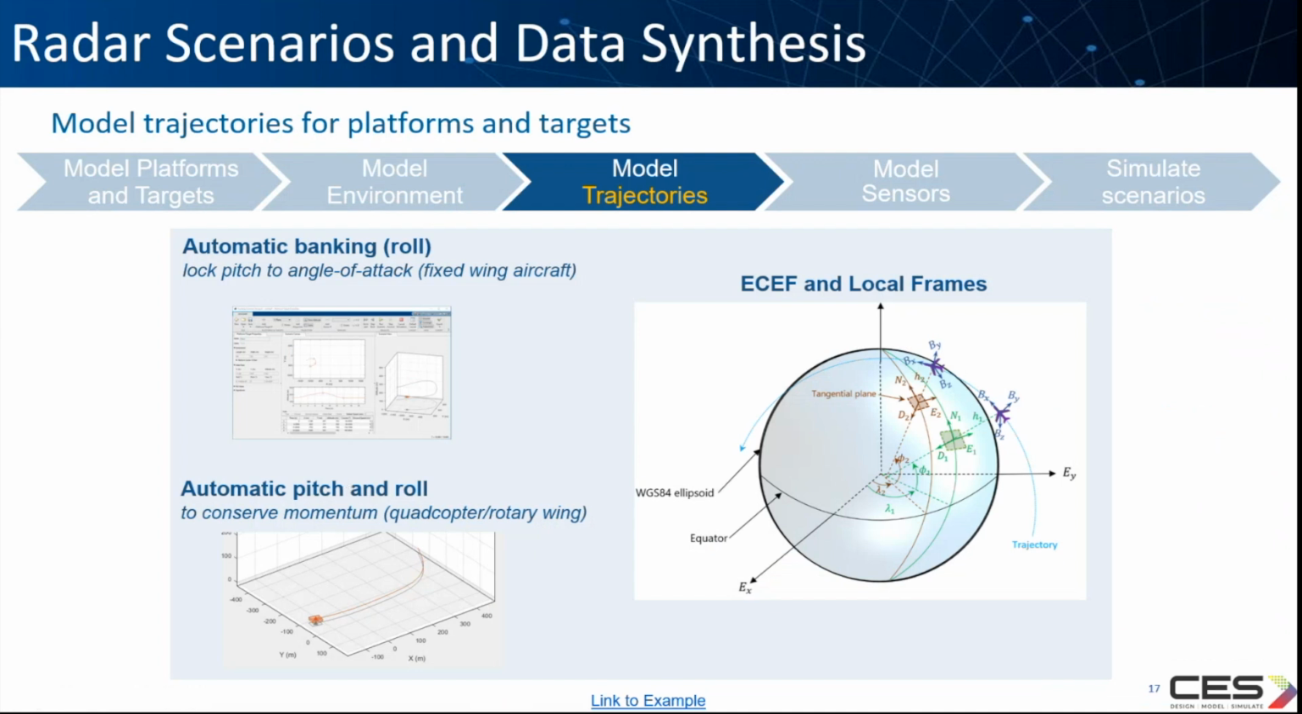For modeling the trajectories, as I mentioned before, you can do that in different ways. You can model the automatic banking if your radar is mounted on an aircraft and it's landing. You can model different phenomena. You can also model the automatic pitch and roll to conserve momentum, and this example shows that for a quadcopter.